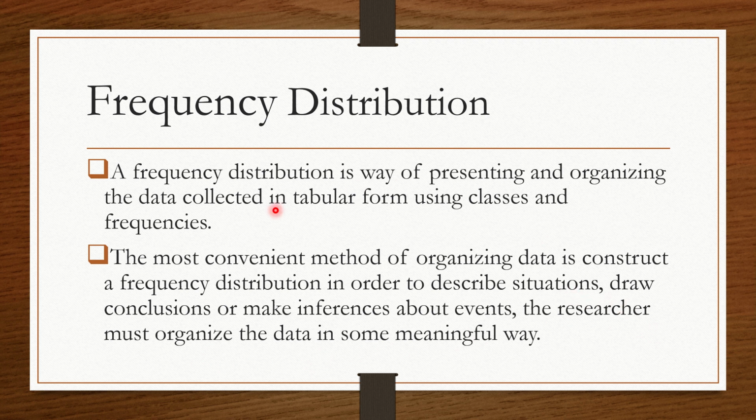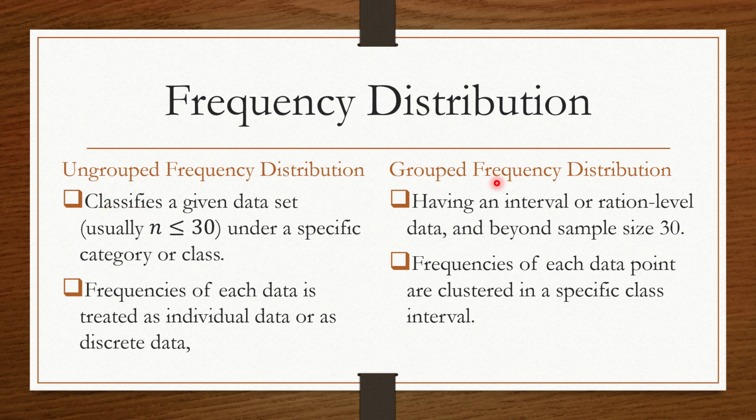So we have two types of frequency distribution. So the ungrouped and grouped frequency distribution. So when we say ungrouped frequency distribution, it classifies a given data set under a specific category or class. So usually po, our n or the sample size is less than or equal to 20. So this is for the ungrouped frequency distribution. And then, sa grouped frequency distribution, so meron pong interval. So having an interval or ratio level data beyond sample size 30. So more than 30 na po yung number of data points po natin dito. Kaya meron po silang interval na.